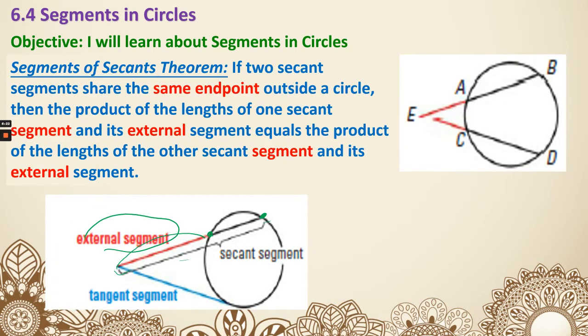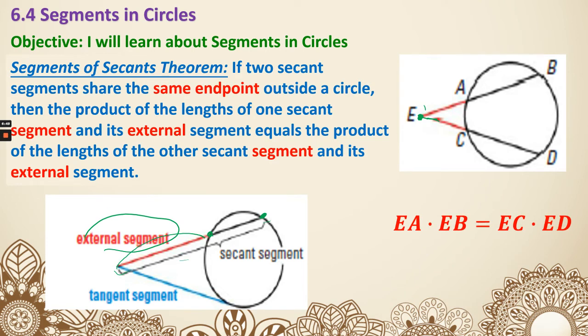So here's the segments of secants theorem. If 2 secant segments share the same endpoint outside the circle, in this case right here, the same endpoint, then the product of the length of one secant segment and its external segment equals the product of the length of the other secant segment and its external segment. So here's what it means. EA times EB equals EC times ED.